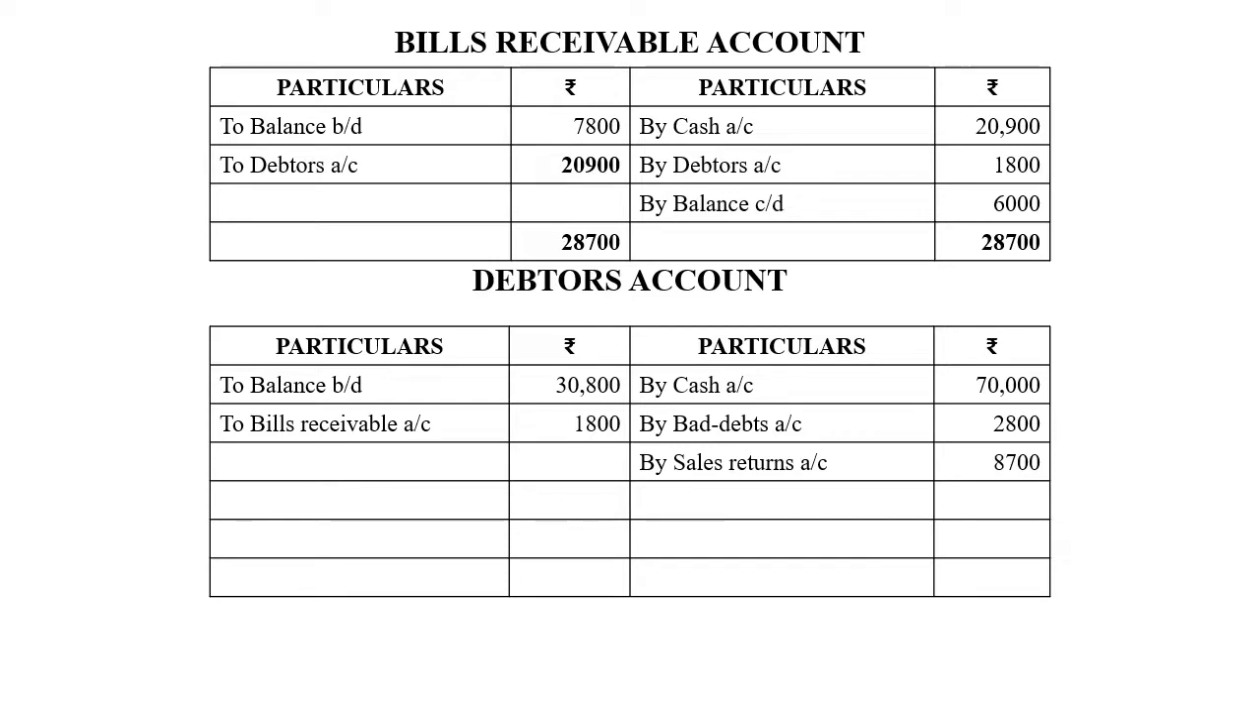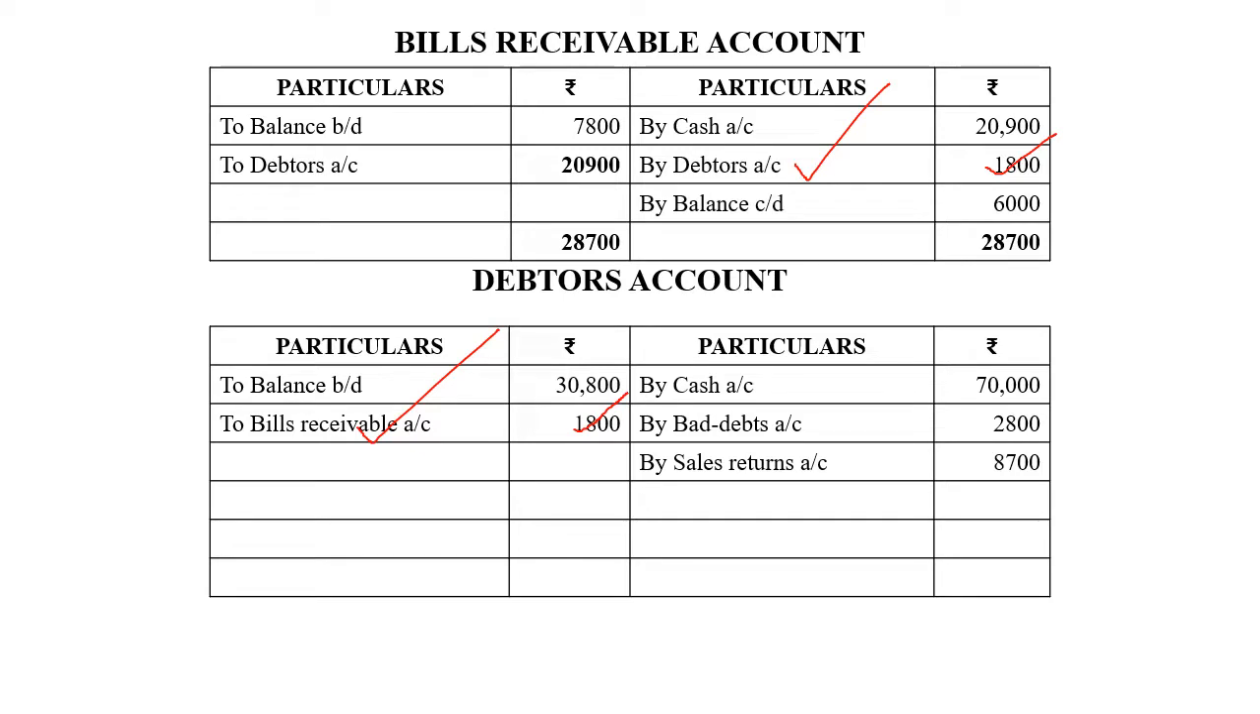Next, closing debtor. Debtor is an asset, so it is a credit balance. Before we record the closing balance, first you see the bills receivable account. Is there any debtor entry? The item that relates to debtors you have to see first. Then you have to close the debtor account. So on the credit side, here it is by debtors account 1,800. So it is already recorded. To bills receivable account 1,800. Correct? It is done.